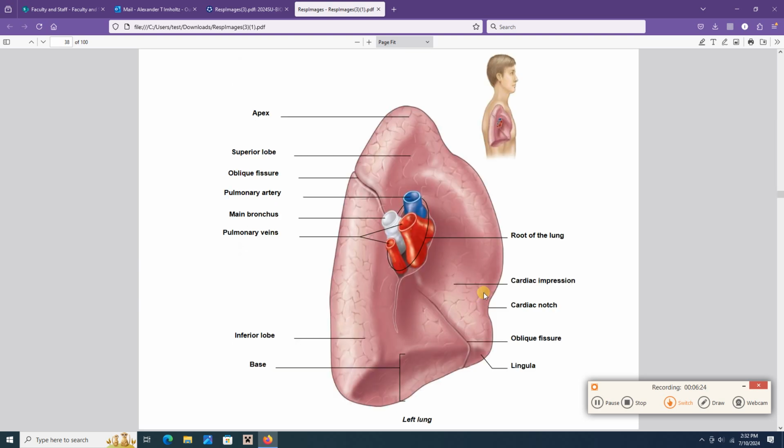We switch sides. It's the same exact idea. Again, my apex, my base. Remember, only two lobes on the left, inferior and superior, and an oblique fissure. There is an indentation for the heart. There's a little notch in the lung called the cardiac notch. Then there's a region where the heart would smush into it called the cardiac impression. Another hilum, main bronchus going in, weird pulmonary artery going in, weird pulmonary veins coming out. So we got some good, basic fundamental lung anatomy there.